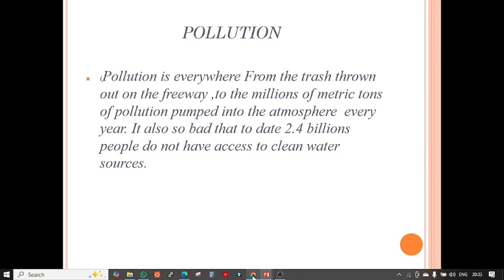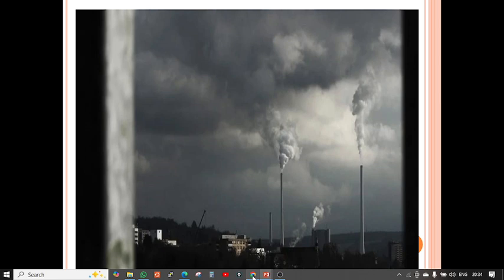And it is so bad that 2.4 billion people do not have access to clean water resources due to the pollution and the scarcity of clean water. So many people are forced to live in poor conditions and their health deteriorates. See, this is how carbon dioxide and pollution gases increase in the atmosphere, and we cannot stop these chimneys in industry.